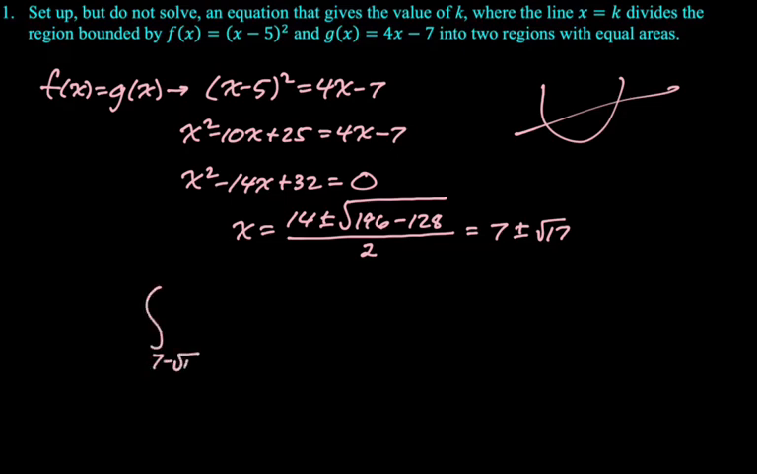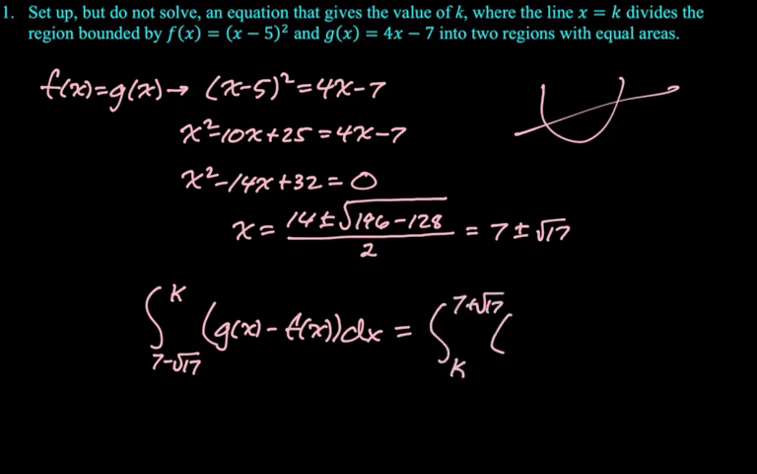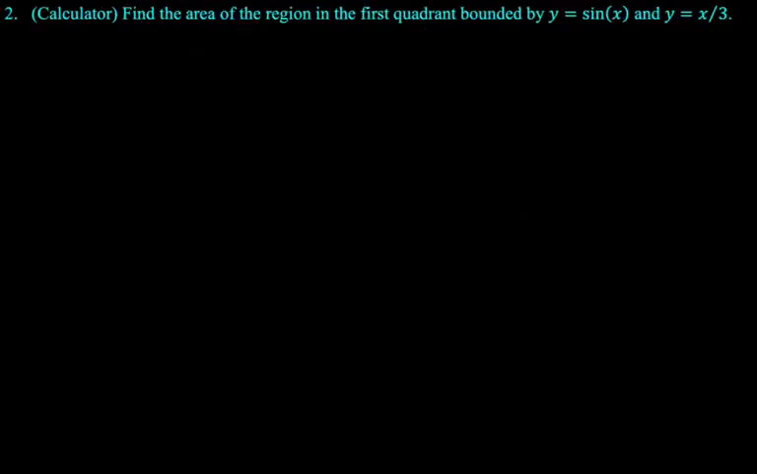So we're going to go from the left-hand point to k of top take away bottom, which is g of x minus f of x. Since we're not solving it and we've correctly identified the functions, I don't think we need to write the functions. And then we're going to go from k to 7 plus root 17 of g of x minus f of x. The functions were named in the problem, so there's nothing wrong with using their names. It's less messy. I recommend it. I think I would leave my answer like this. So let's check out the next problem.